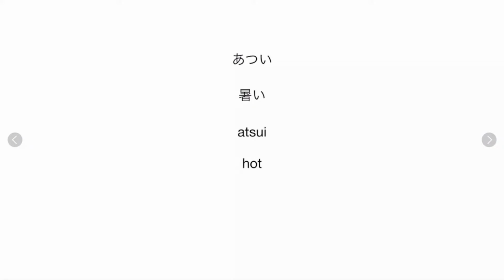And atsui means hot. Ends in e. There's a pattern here. Samui means cold. Now there are two types of samui. There's samui when you're talking about the weather, and there's tsumetai, which is when you're talking about things that are cold to the touch, like ice.